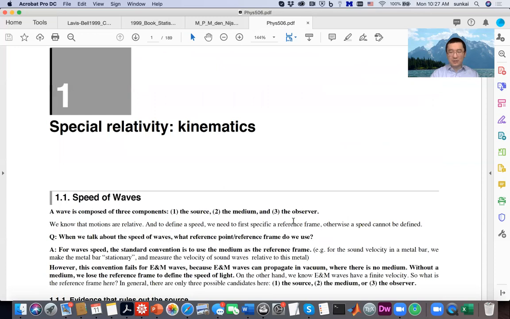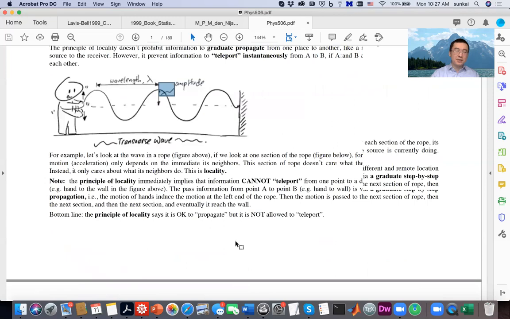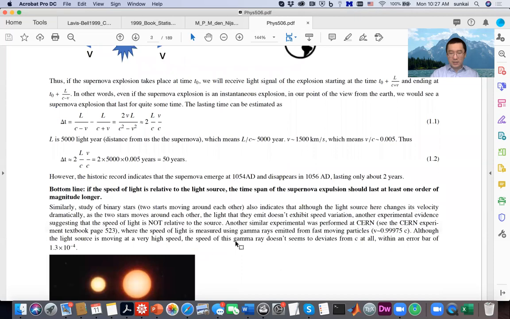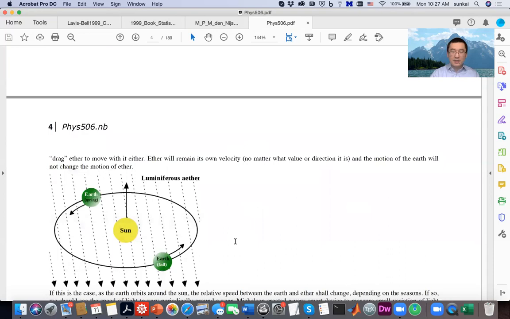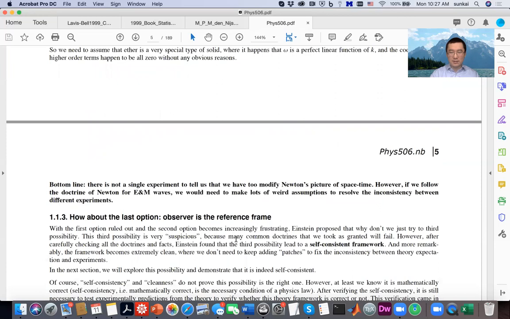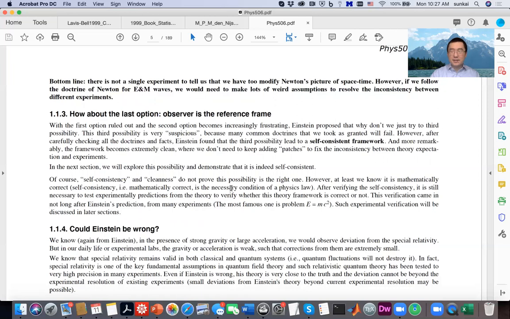So why don't we just give it a try? That is exactly what Einstein did. Einstein said, since the second option doesn't seem to lead anywhere, let's think out of the box. Let me think about whether it's possible that the third option is actually the right answer, whether it's possible that the speed of light is relative to the observer. Of course, at the end of the day, we know Einstein is right.